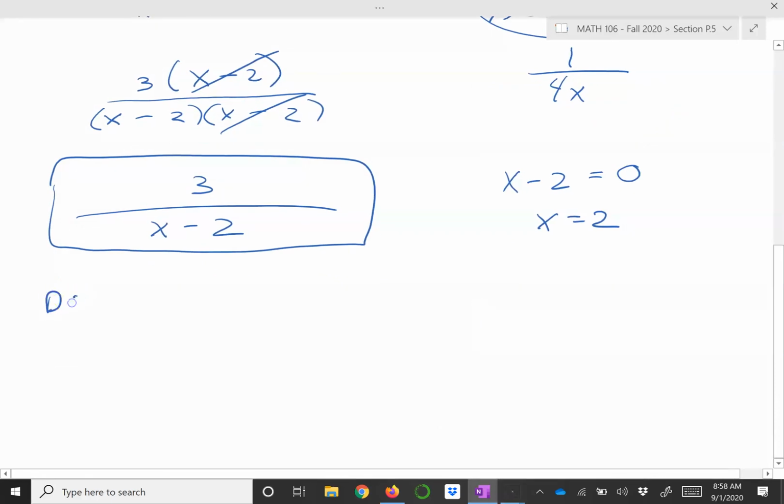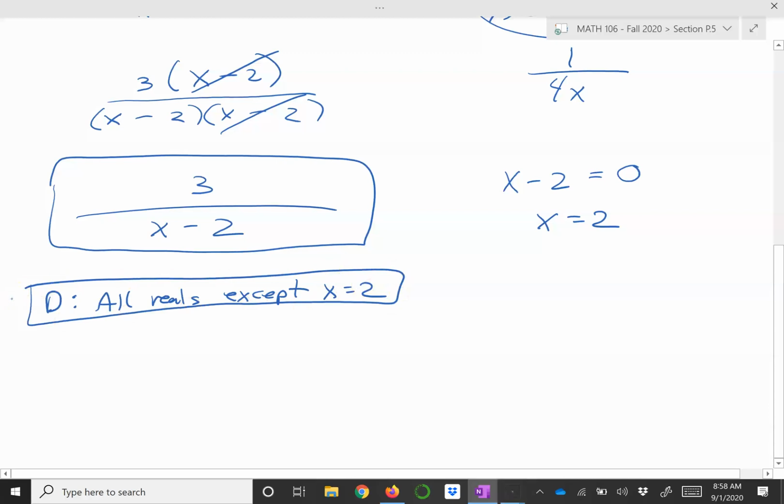So here's how you would express the domain. You could just write a D with a colon, and remember, domain is what values you can plug in. So you would just say all reals, right? That would mean all real numbers, except the one that makes you undefined, which is x equals 2. That's it. All reals except x equals 2. Now that's going to be important in some later sections when we're actually doing some graphing.